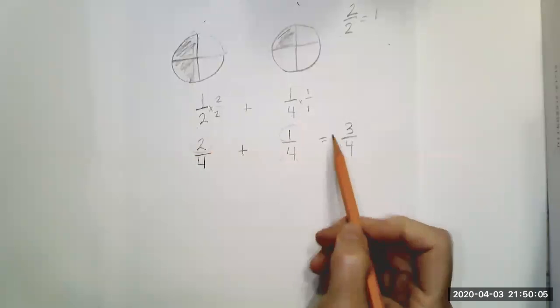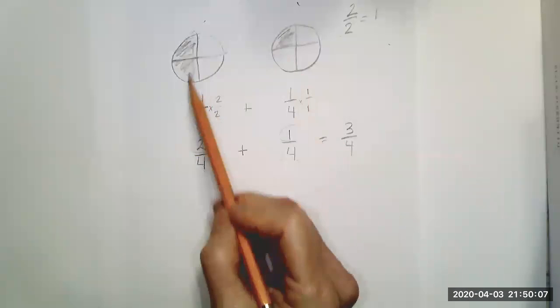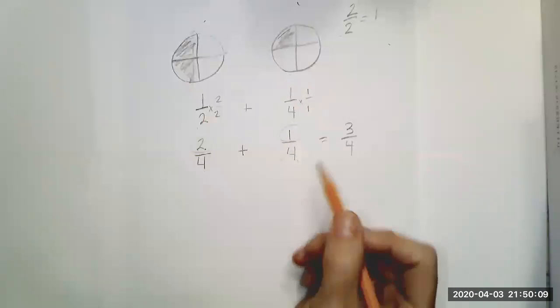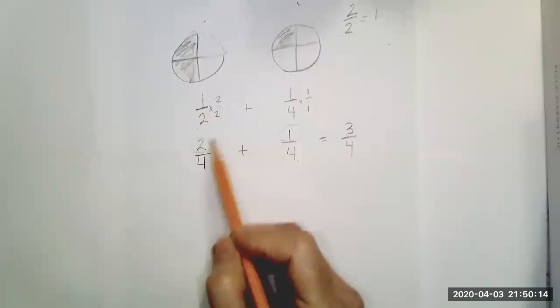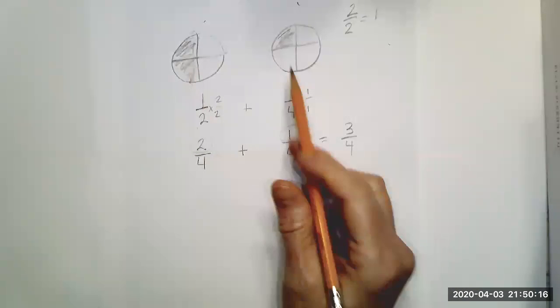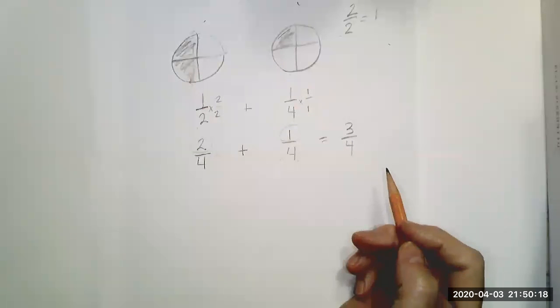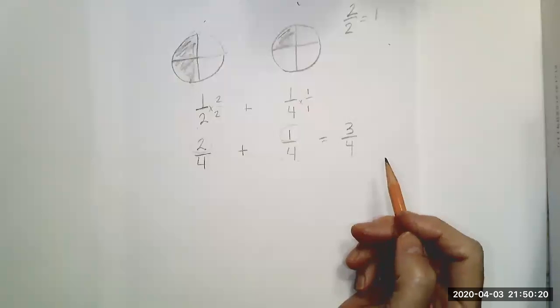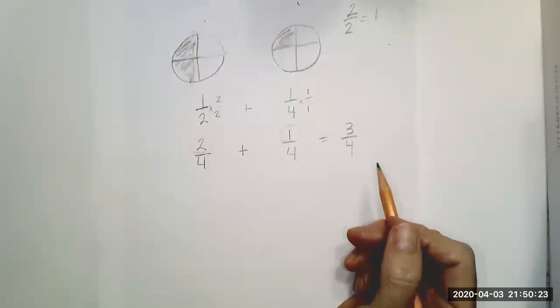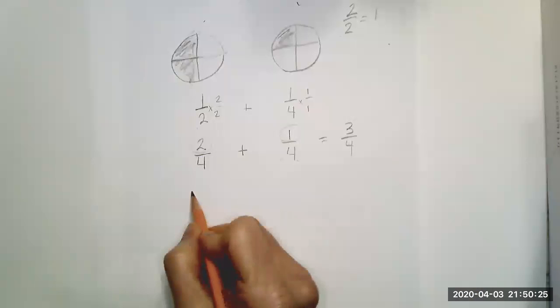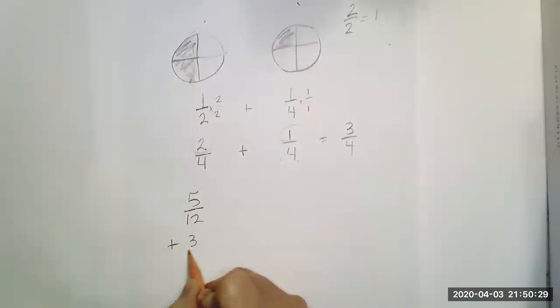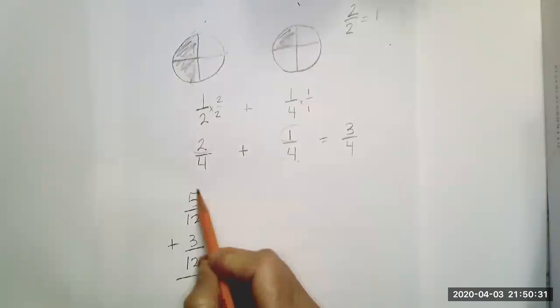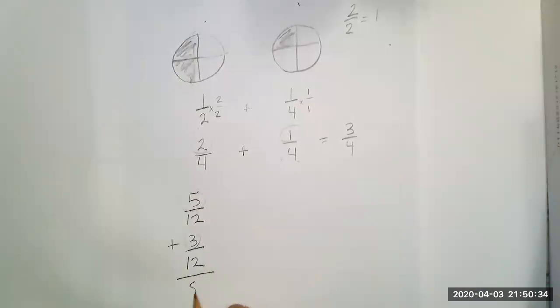And that's because the amount that these were cut into didn't change. You still had items that were cut into 4 pieces. You had 2 of one item, you had 1 of the other item, which means you had 3/4. Okay, now if your denominators were the same, you still only add your numerators, which are your top numbers, and you keep the denominator.